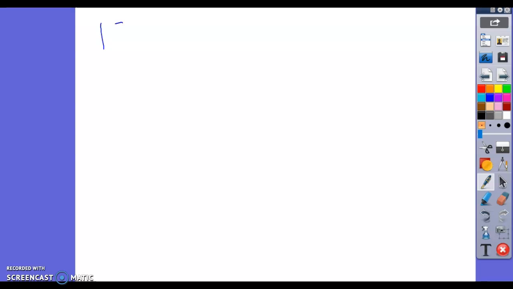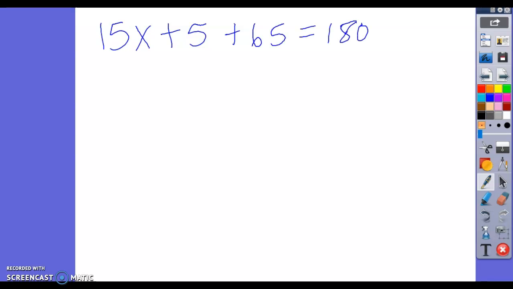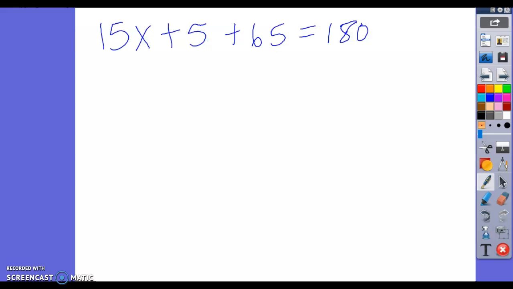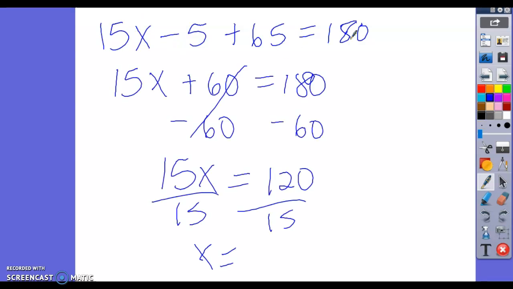So 15x, shoot, did I say plus 5? I should probably check that. And say that they are supplementary. 15x minus 5. Okay, so let me fix that. All right, so there's your equation. You do not set 15x minus 5 equal to 65. They're not equal. They're consecutive angles, so they're supplementary. So they are set equal to 180.